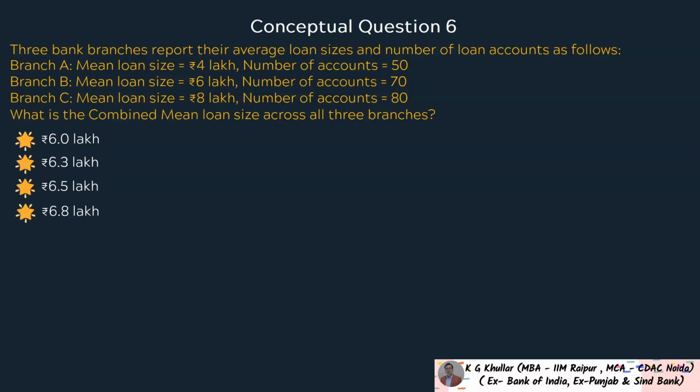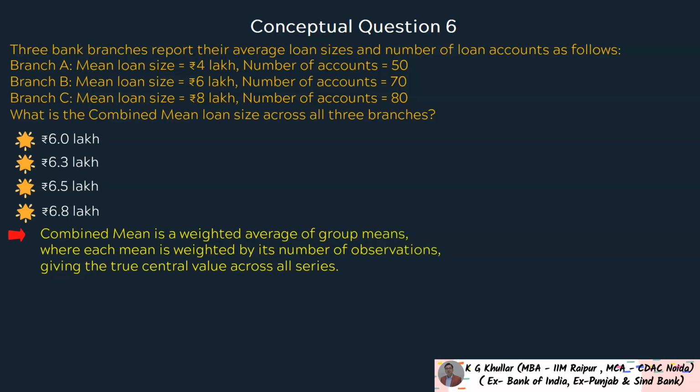What is the combined mean loan size across all the 3 branches? And these options are given to you. Friends, please remember, when combining multiple groups, we can't simply average their means. Instead, we must compute a weighted average where each group's mean is weighted by the number of observations. So this gives the combined mean, which represents the central value across all the series.